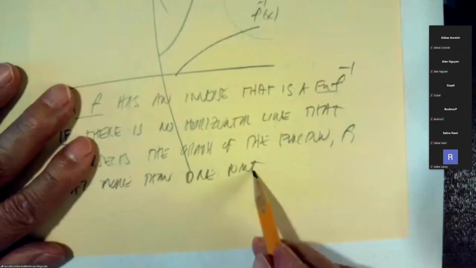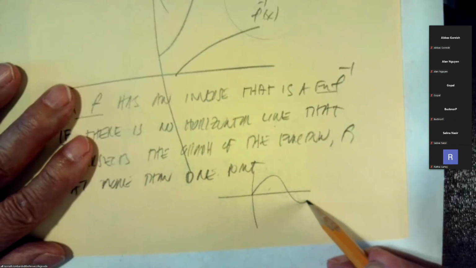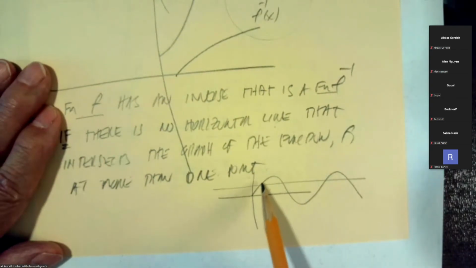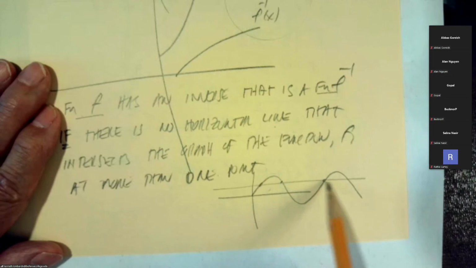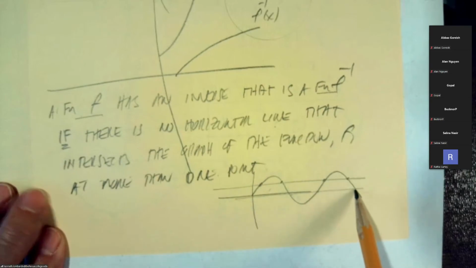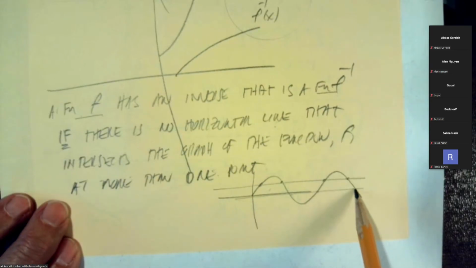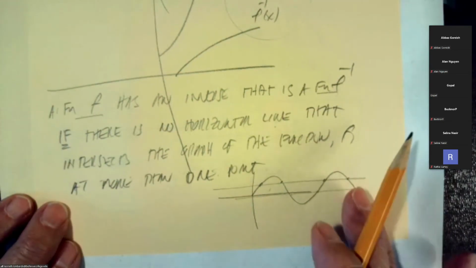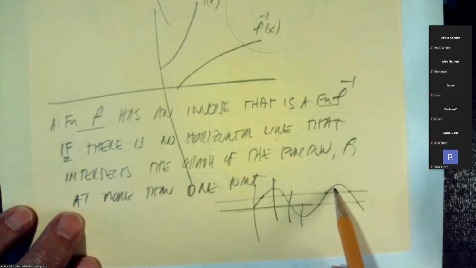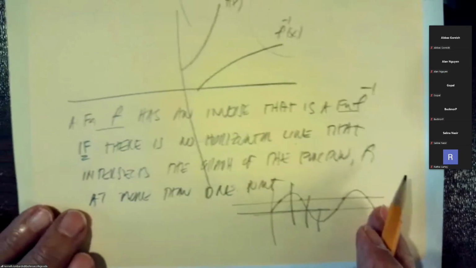So if I have a function that looks like this, and I use my horizontal line test, well, it intersects the function at more than one point, doesn't it? So that says a function that looks like this does not have an inverse. I could say it has an inverse if I were to take just that part of it. Or just take that part or that part, anywhere where I don't have a line that intersects the function at more than one location, then it has an inverse. That's the horizontal line test.